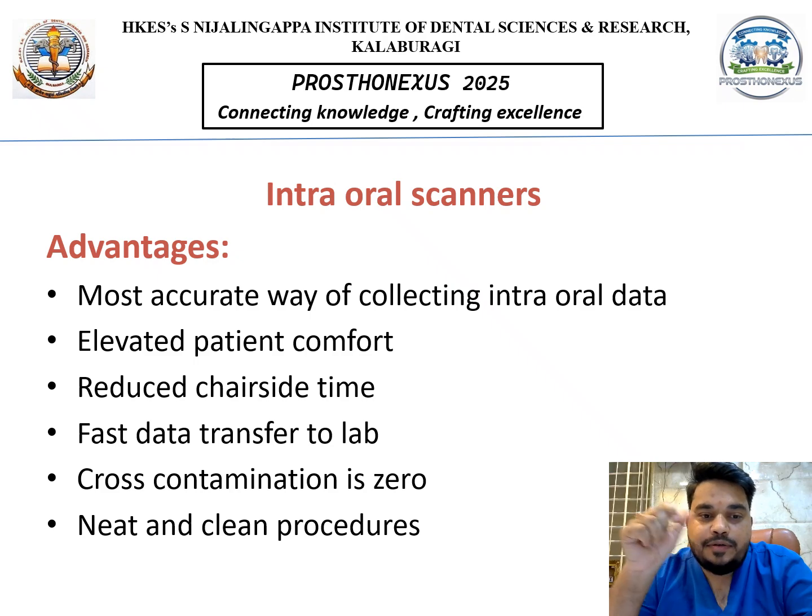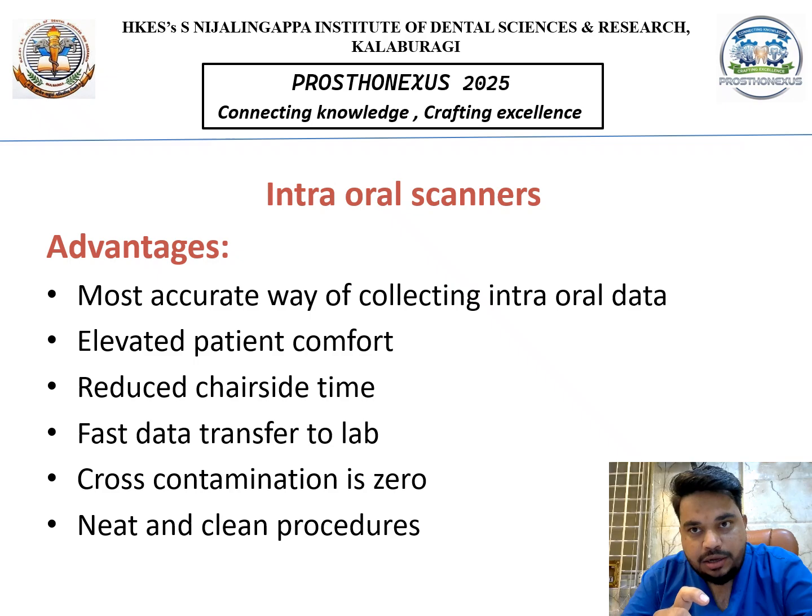And fast data transfer to the lab. Now, if my lab is in Delhi and I'm working in Bangalore, it takes about 3 days to send my model to that Delhi lab. But scanning data can be sent within 30 seconds to the lab through email, which is better and faster. So the data transfer becomes much faster, and your work time is reduced.